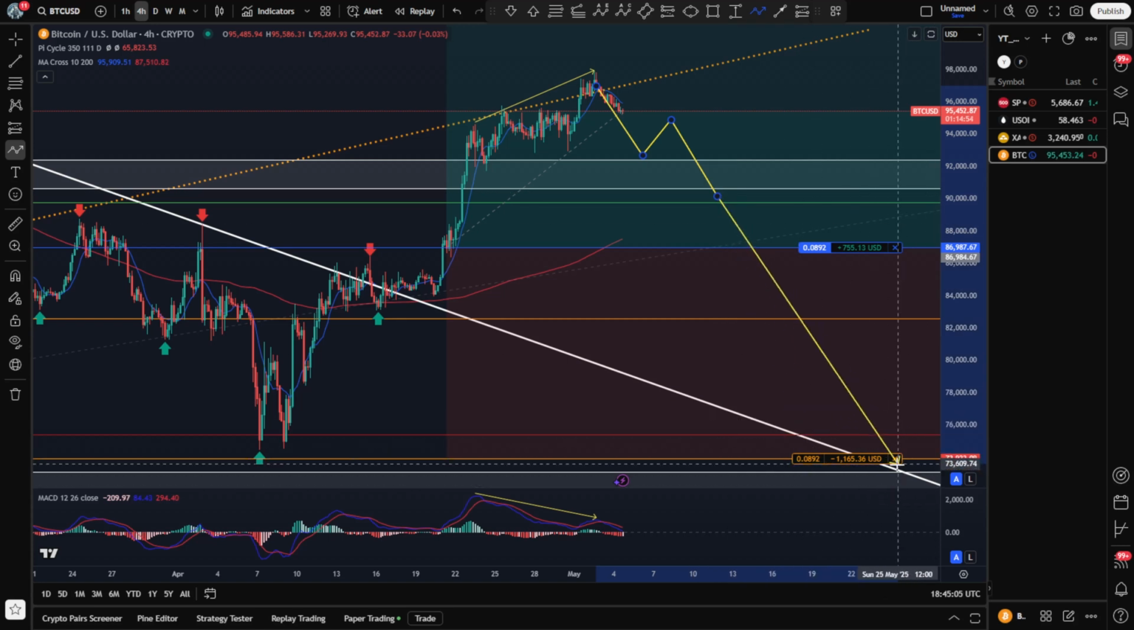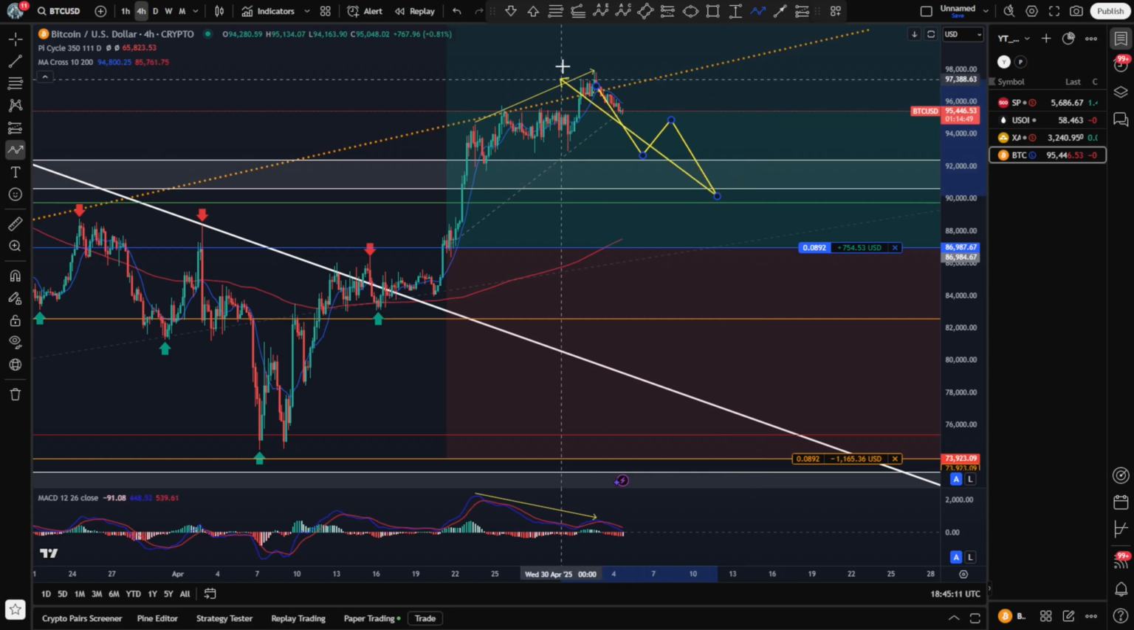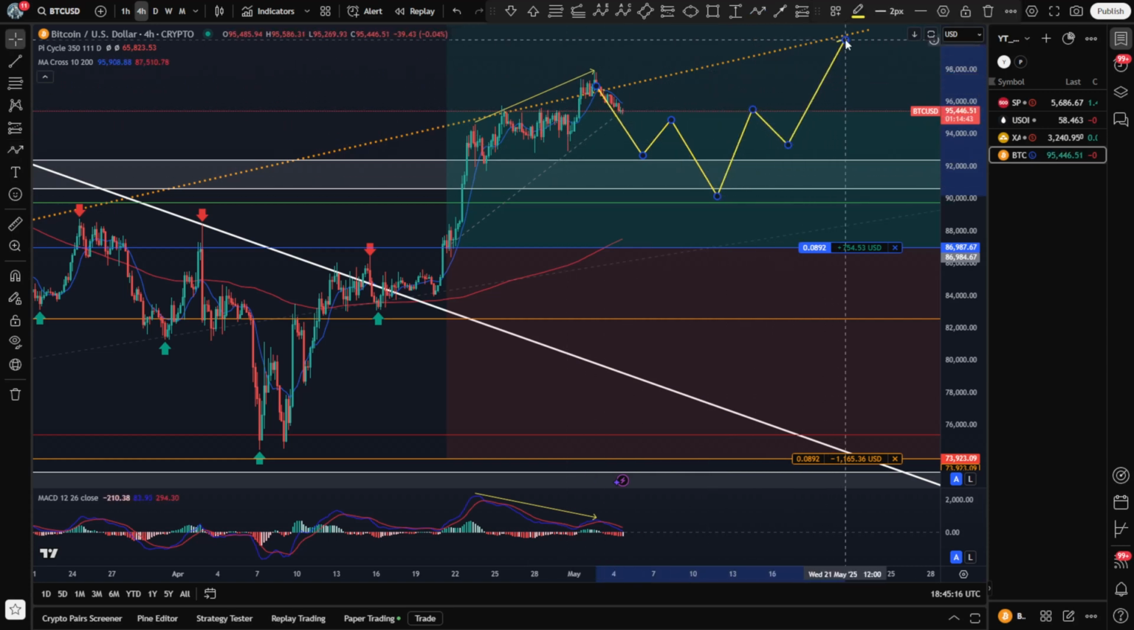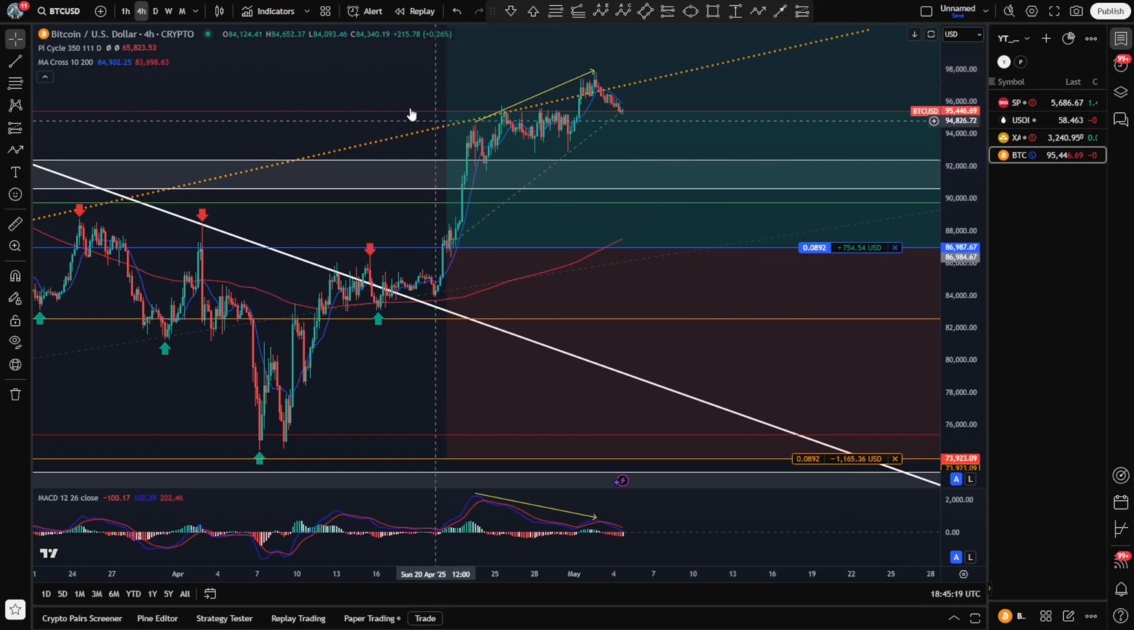I have at the moment 1% of my account balance at risk with this trade. Increase the position here or wait for the break of this downtrend and then increase the position. That's my plan for Bitcoin.